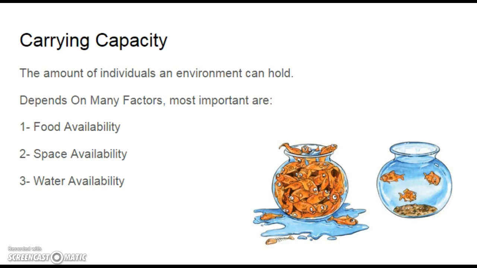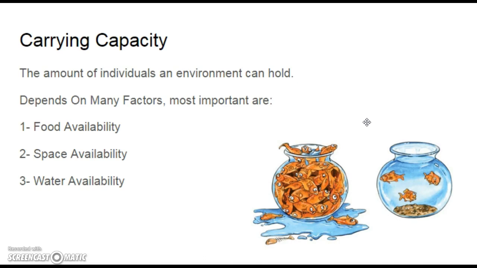Two, space availability. If you look over here to the right, we have these two fish bowls. The one on the left is a little packed. The one on the right is pretty good. So with the amount of space available, a tiny little island like Hawaii is going to hold a lot fewer people than the continental United States.